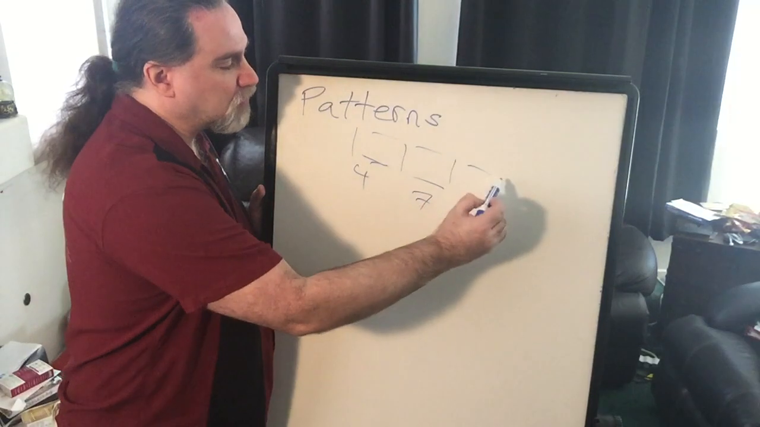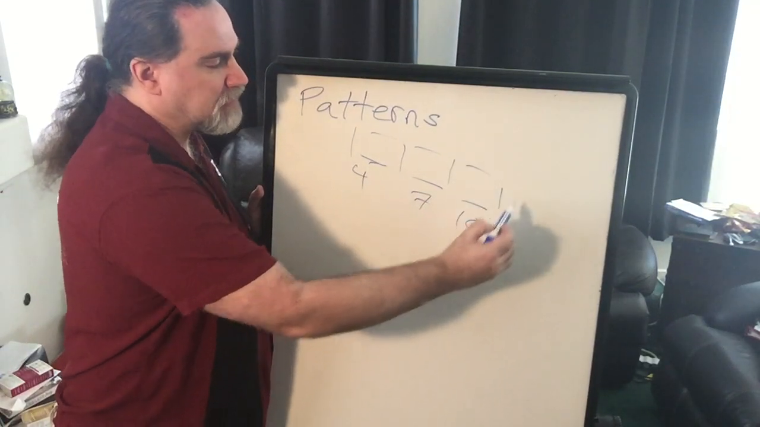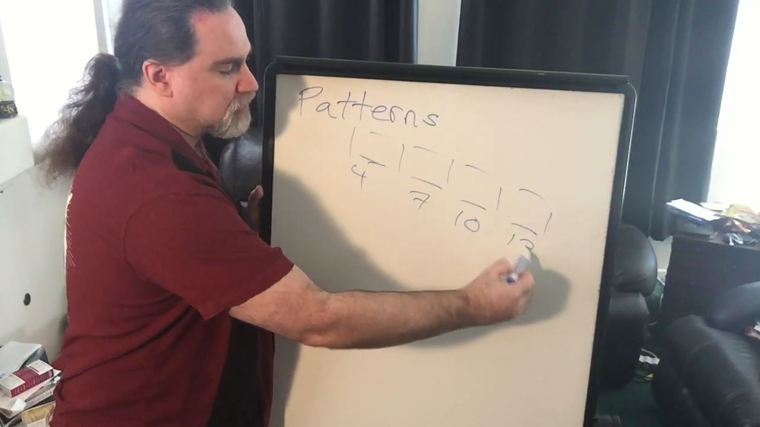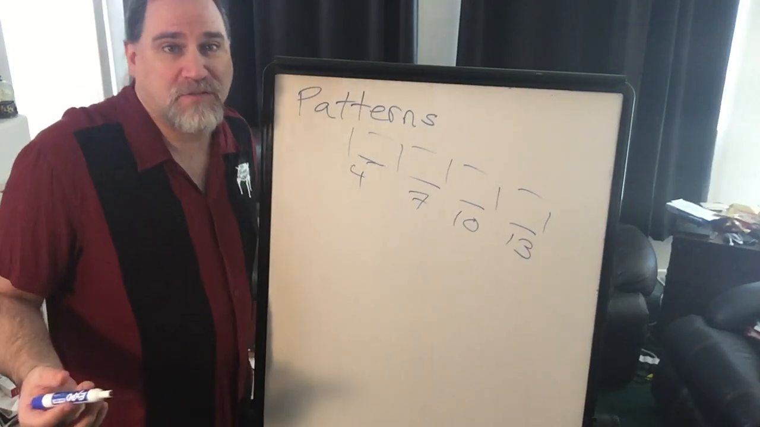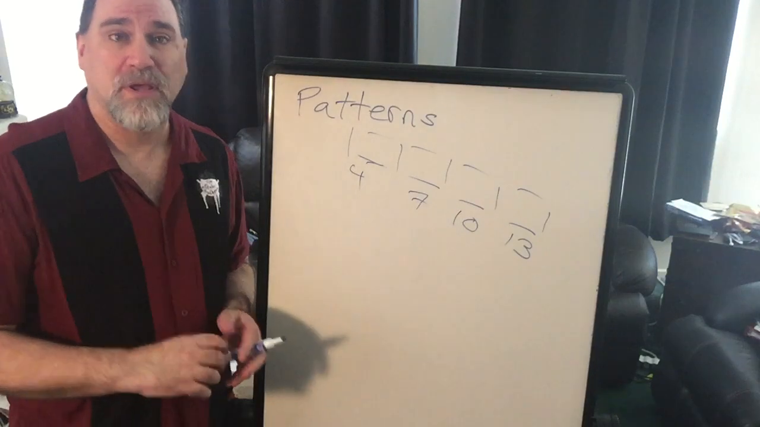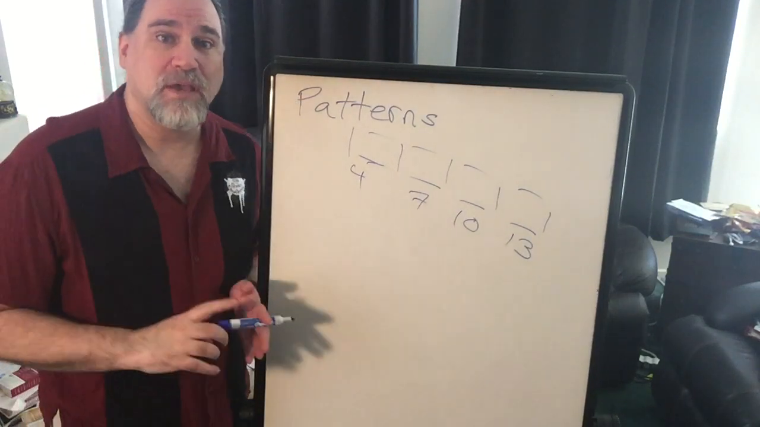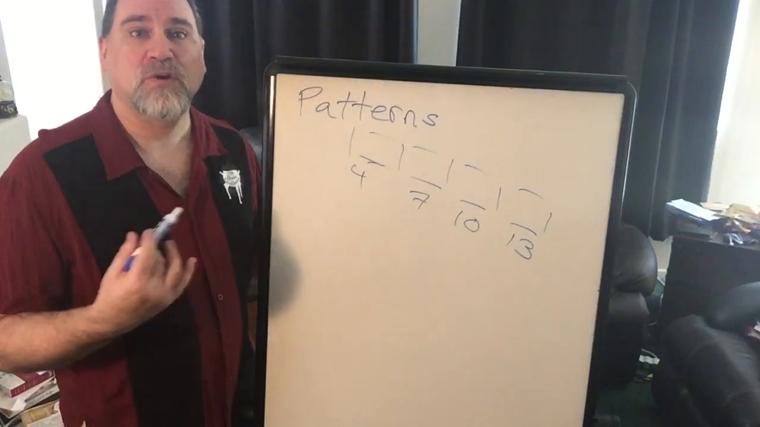If I were to add a third one, it would go to 10. If I added a fourth one, it would go to 13. And you can see, hopefully you can see a pattern forming. Okay, obviously that's a pretty straightforward and simple pattern. But what do we use that for? Okay, we use this when we want to look at graphing.